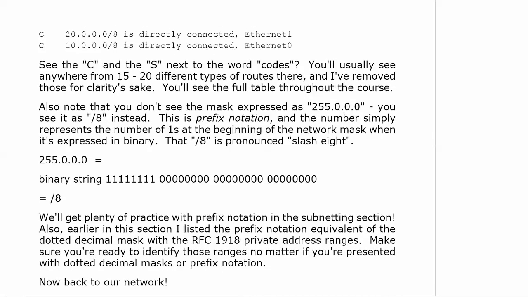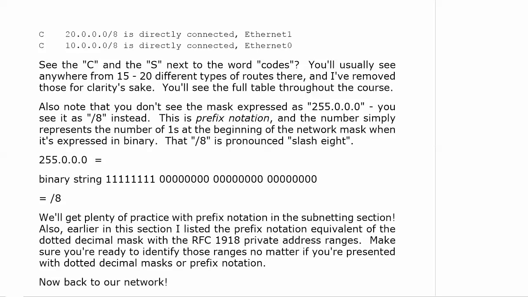Now, you see the C and the S there next to the word codes we saw on the previous screen. Again, you will see a lot more codes there, but C and S will always be up there, and that's what we're concentrating on here. You also don't see the mask expressed here as 255.0.0.0. You see it as /8.